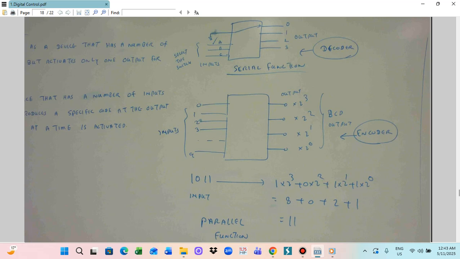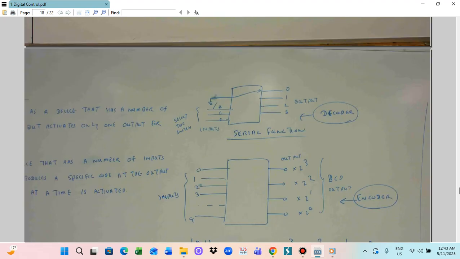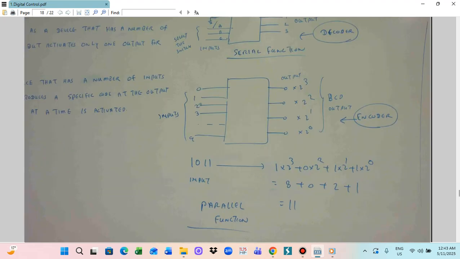So this means that this is the input function. So for example, 0, 1, 2, 3, and up to 9. So this is the input. The output will be here, you get multiply 2 power 3. So this is the output. And this one is multiply 2 power 2. So here multiply 2 power 1. Multiply 2 power 0. So this is the BCD output.